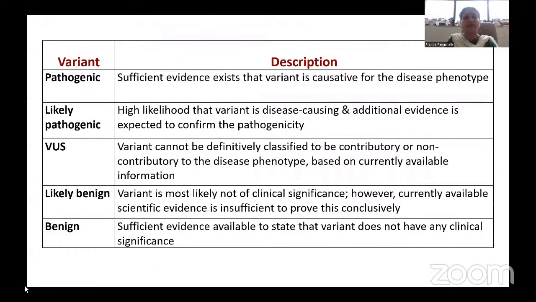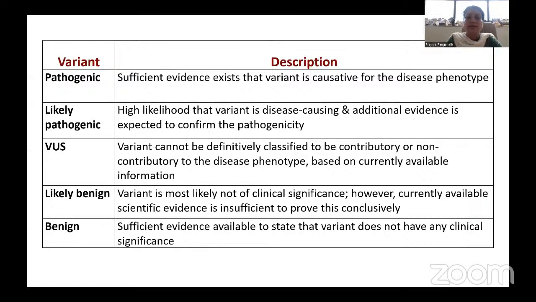So pathogenic variants, you have sufficient evidence that the variant is causative for the disease phenotype based on previous reports in other patients and other functional studies, including animal model studies or cell line based studies and so on. Likely pathogenic, there is a very high chance that the variant is disease causing, but additional evidence is expected to confirm the pathogenicity further. A variant of uncertain significance is one where you cannot definitively classify it to be contributory or non-contributory to the disease phenotype based on the currently available information, and you may have to look for further levels of evidence to get a better clarity.